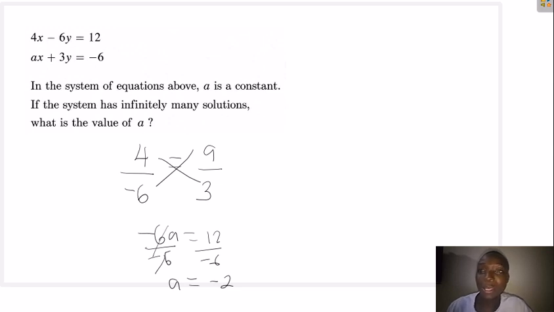You can see this question type seems difficult at first, but it's actually very easy if you know the rule I've just shown you. Let's do some more questions.